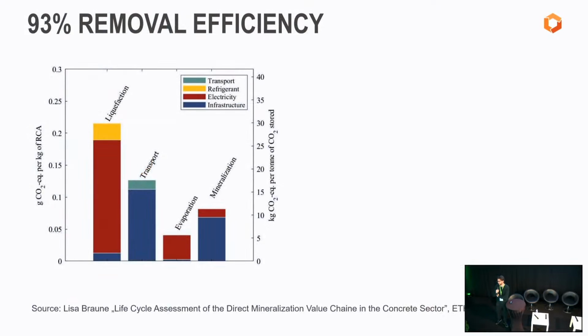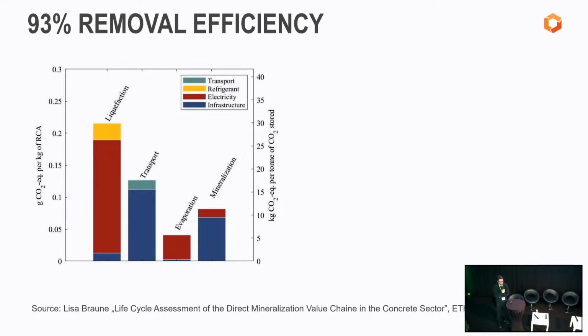If we look at the complete process that we are doing, you will find that we have a 93% removal efficiency, meaning that with every 1,000 kilograms of CO2 that is stored, 930 kilograms are effectively stored. So in other words, 70 kilograms of CO2 are being used in the process. That's the gray emissions. Basically 30 kilograms is used to liquefy the CO2.